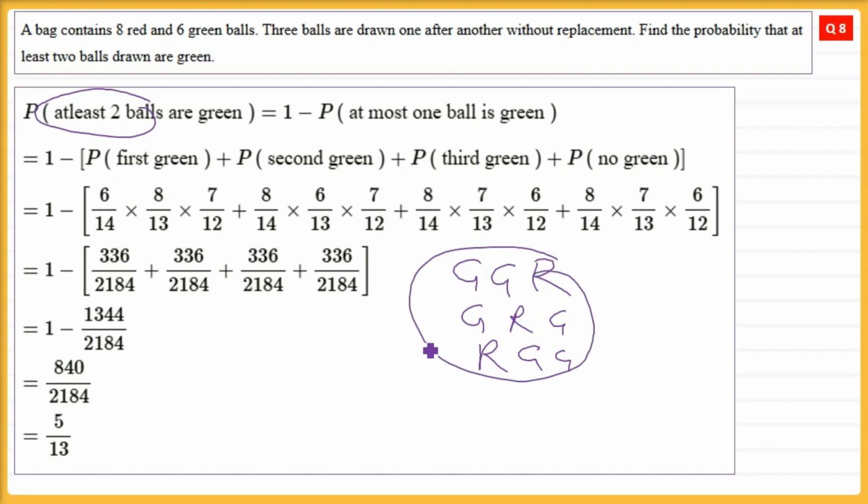At least 2 balls of green means it can be 3 greens also. So these are possibilities you can perform. But this is the better way.